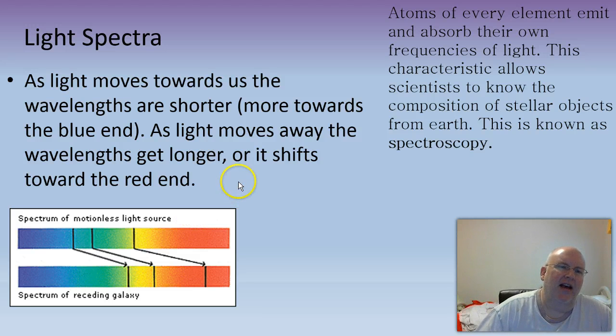And it turns out that not only can light spectra help scientists figure out what something's made of, what kind of gas an object in space is made of, but this is some information that we got from a guy named Edwin Hubble.